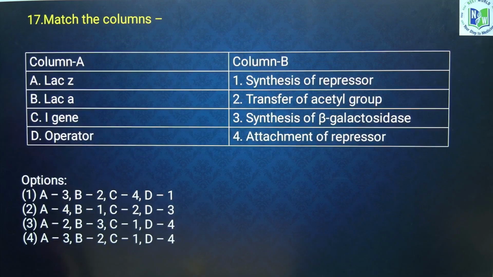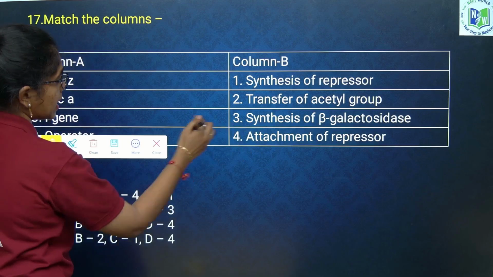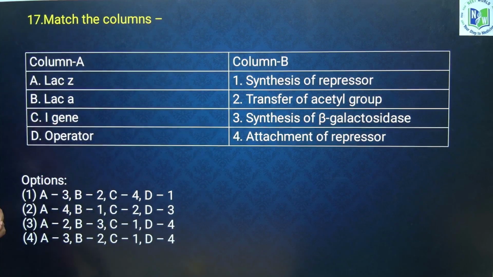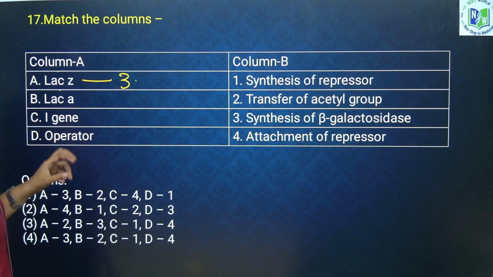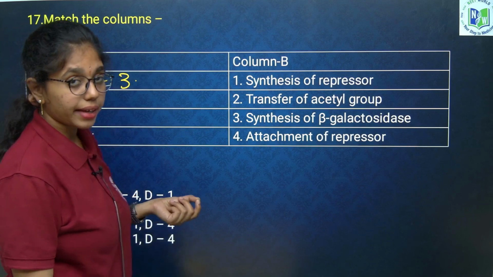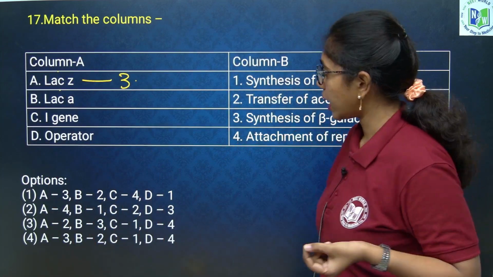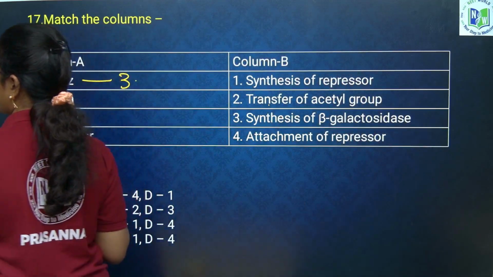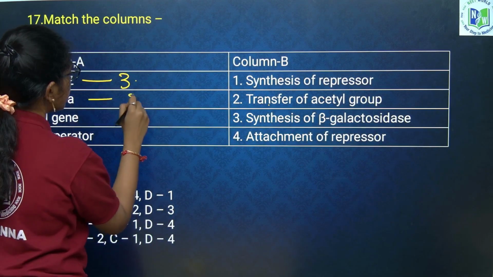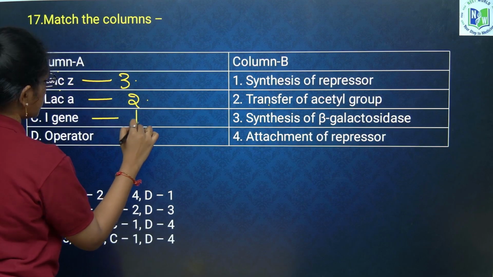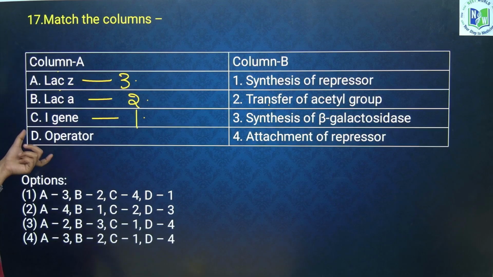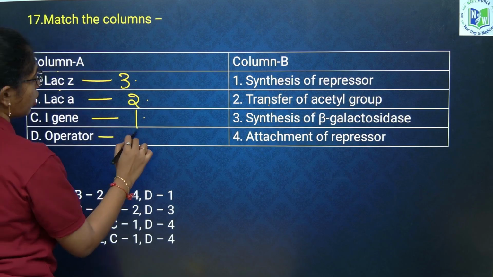Next question. LacZ synthesizes what? Beta galactosidase, which is option 3. LacA synthesizes transacetylase, which will transfer the acetyl group. So it is option 2. The I gene will synthesize the repressor, which is option 1, and the operator is the attachment or binding site of the repressor.